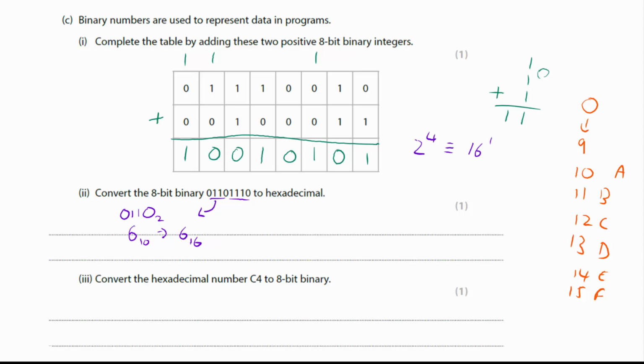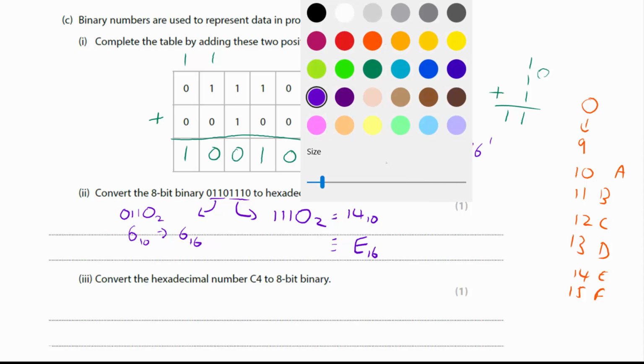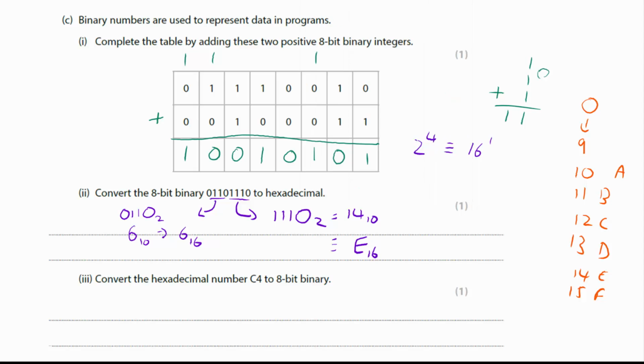If we then look at the other nibble, 1, 1, 1, 0, this is going to be 8 plus 4 plus 2, which is 14 in base 10, which is equivalent to E in hexadecimal. So basically, this is a lot of faff just for 1 mark, and obviously I'm going into too much detail, but basically the answer is 6E.